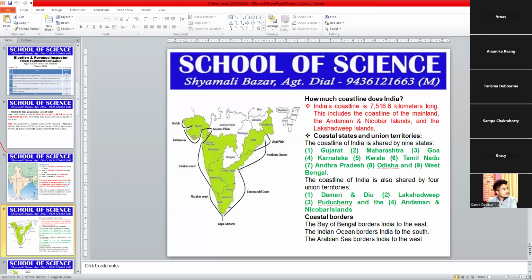The coastline of India is also shared by 4 union territories: Daman and Diu, Lakshadweep, Puducherry, and the Andaman and Nicobar Islands. Now, coastal borders. The Bay of Bengal borders India to the east. Here, the Bay of Bengal. The Indian Ocean borders India to the south. Here, this portion. And the Arabian Sea borders India to the west.